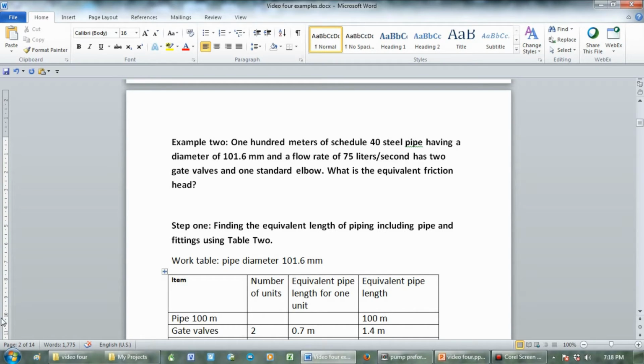Alright, we have 100 meters of Schedule 40 steel pipe having a diameter of 101.6 millimeters and a flow rate of 75 liters per second. We have 2 gate valves and 1 standard elbow, and we want to know what is the equivalent friction head. Step 1. We find the equivalent length of piping, including the pipe and fittings, using Table 2.